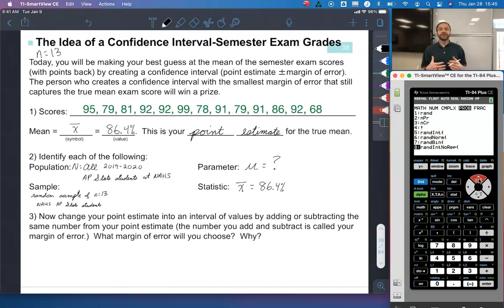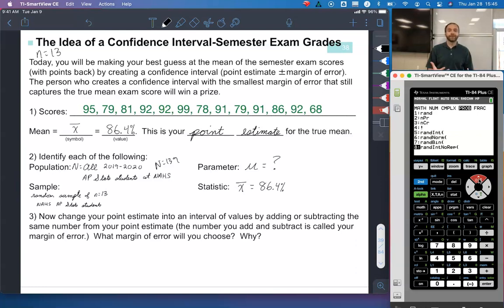My population is going to be all 2019, 2020 students who took this exam. And that would be 139, n equals 139. My sample was a random sample of 13 AP Statistics students.